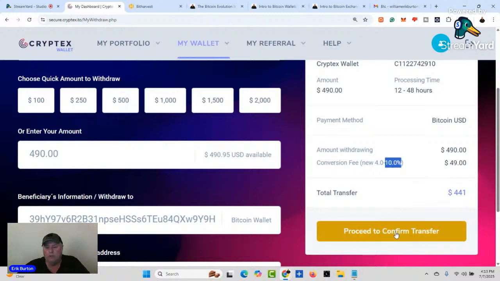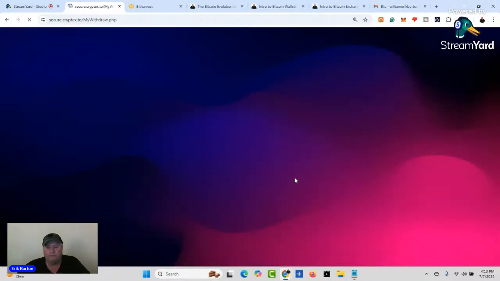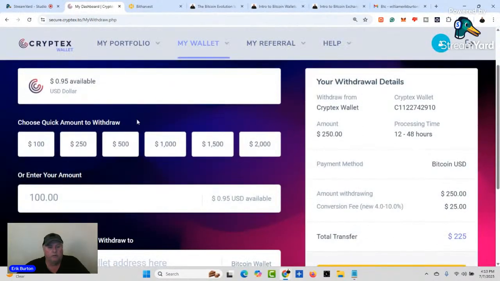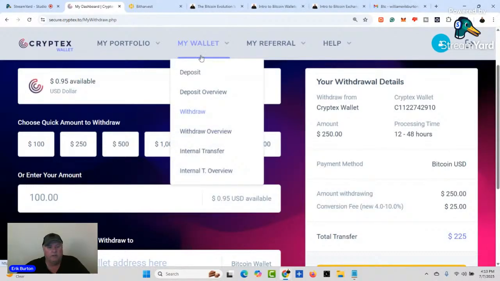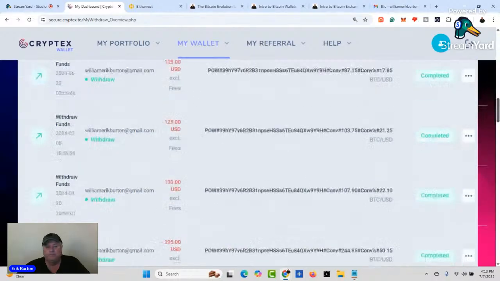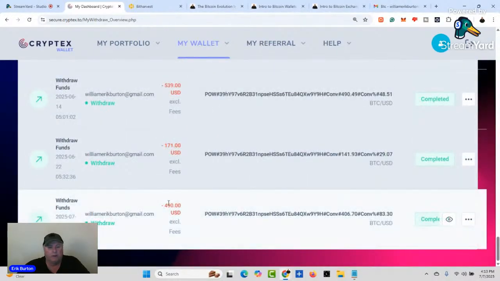So I will go ahead and confirm. And they have a secondary protocol, final confirm. And we are done. You can see that the account is cleared. We will go to my withdrawal overview, scroll all the way to the bottom, and there it is, the 490 that I just made July 8th, because they're a little bit ahead of us.